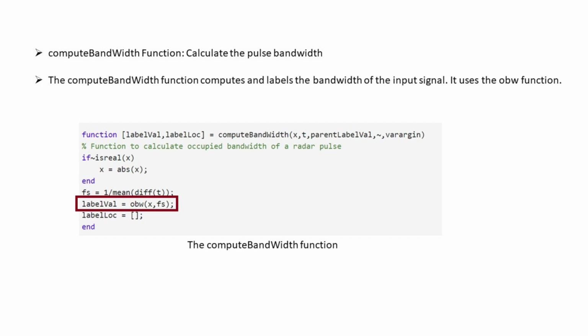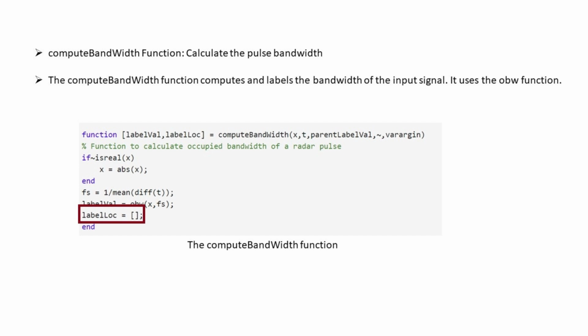label val = obw(x, Fs). This line calculates the occupied bandwidth of the signal x using the OBW function in MATLAB. obw(x, Fs) computes the bandwidth of the signal x based on the sampling frequency Fs. The occupied bandwidth is defined as the frequency range within which a specified percentage of the signal's power is contained, typically 99%. The calculated bandwidth is stored in the output variable label val.